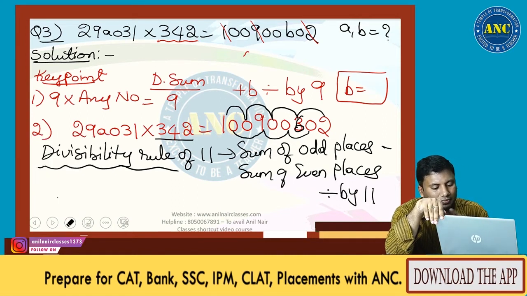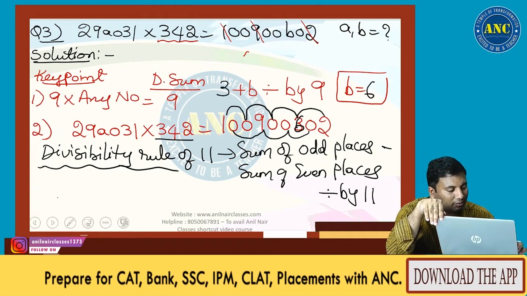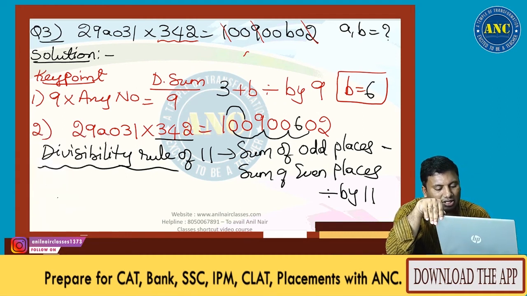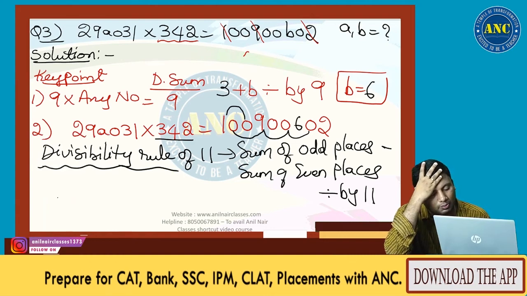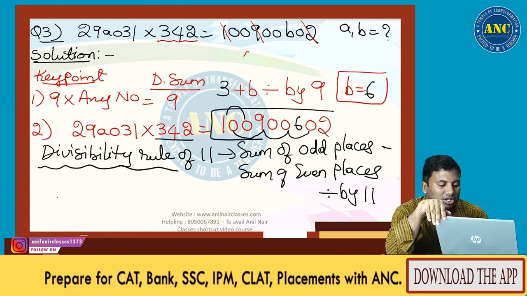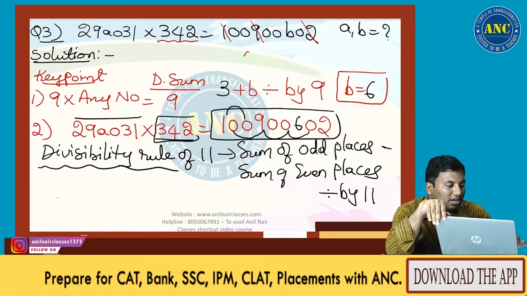Here it is. I think in a hurry I wrote 9 cancel, 3 plus B should be divisible by 9. So B value is 6. If B is 6, so this will be 2 plus 6, 9 minus 9, it should be divisible by 11. That means this number is divisible by 11. This is not divisible by 11. This number should be divisible by 11.